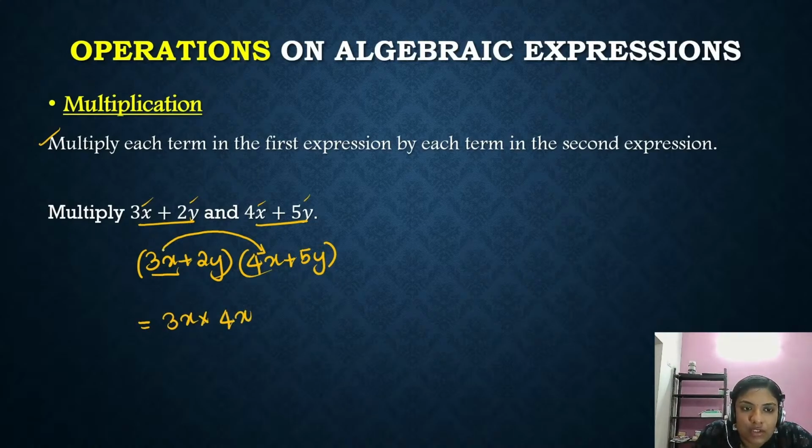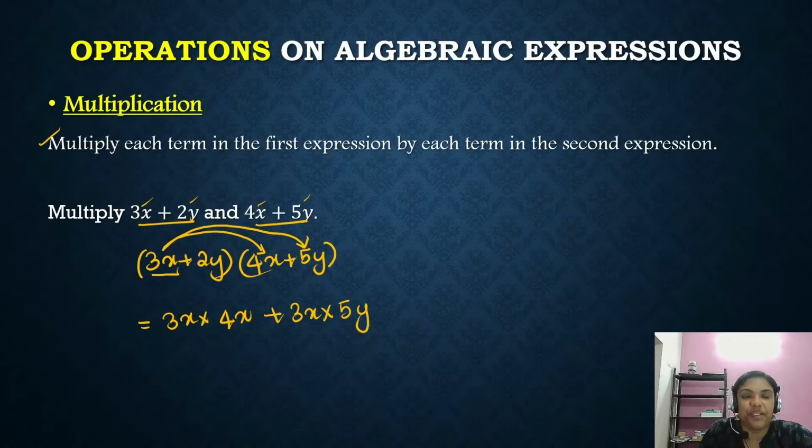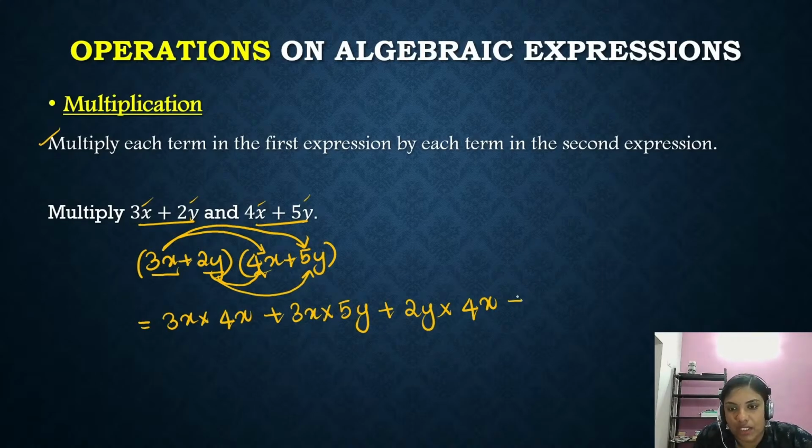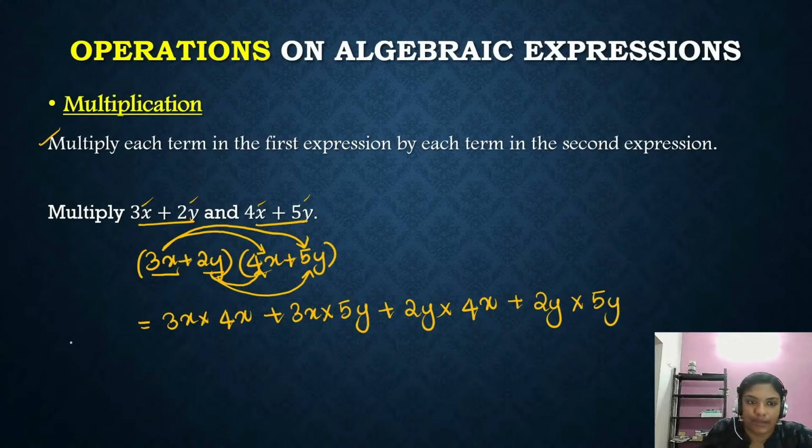Next one, 3x should be given to 5y as well. So plus 3x into 5y. Now, the first one is over. Now, which is the other member? 2y. 2y should be given to the members in the other bracket. Plus 2y into 4x. Next one, 2y into 5y. Okay.